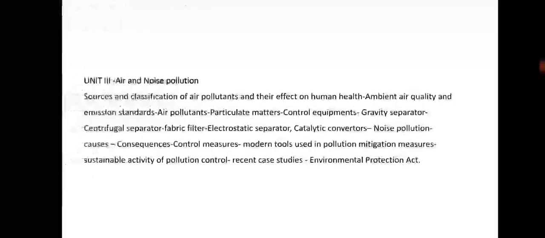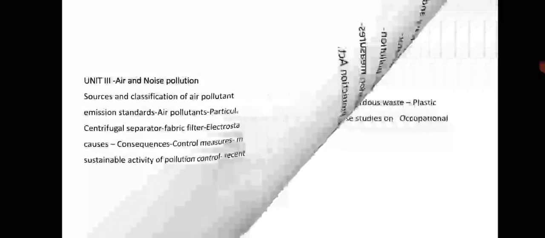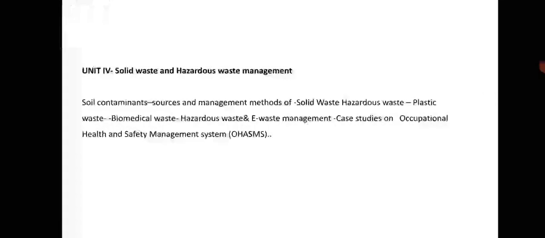Then the third unit describes air and noise pollution. In this unit, the causes, consequences and control measures of both pollutions are discussed, including the suitable methodologies and the instruments used to reduce air pollution and noise pollution, and also the Environmental Protection Acts. The fourth unit describes solid waste and hazardous waste management. In this unit, how the solid and hazardous wastes are handled and how they are decomposed.